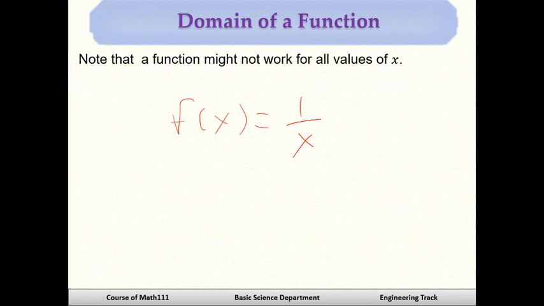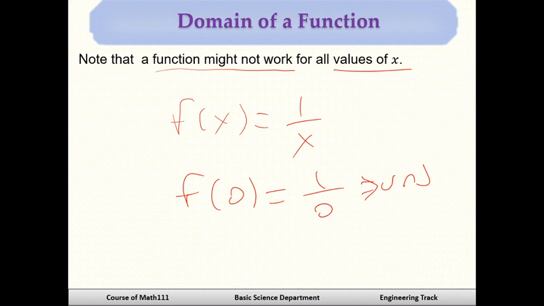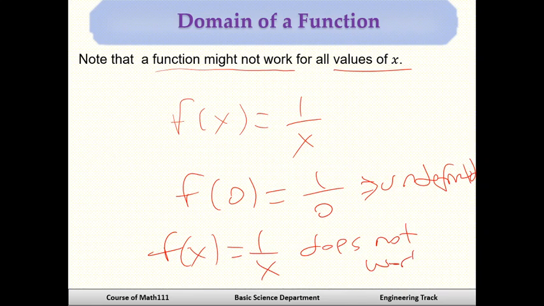But it might not work for all values of x. For example, look at f of 0. 1 over 0 is undefined. So you say this function, f of x equals 1 over x, does not work for x equal to 0. Or you can say f doesn't accept it.